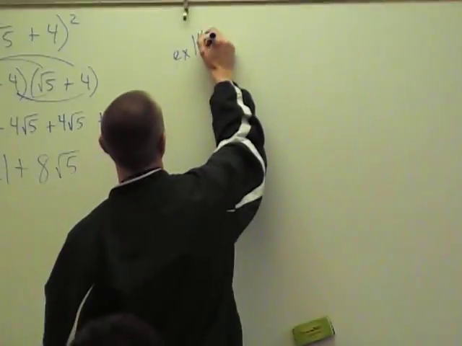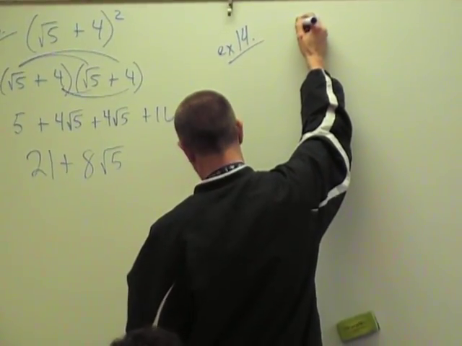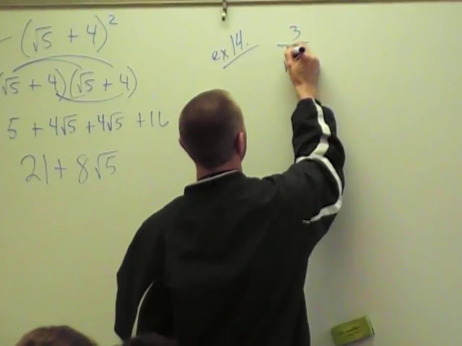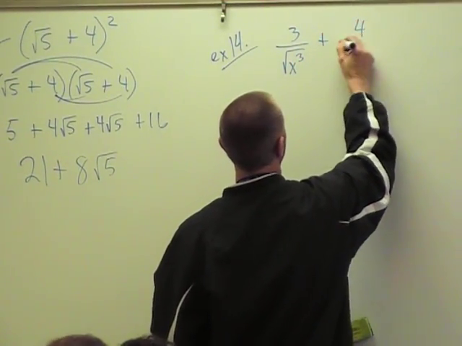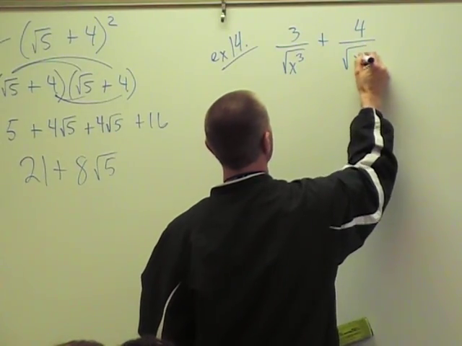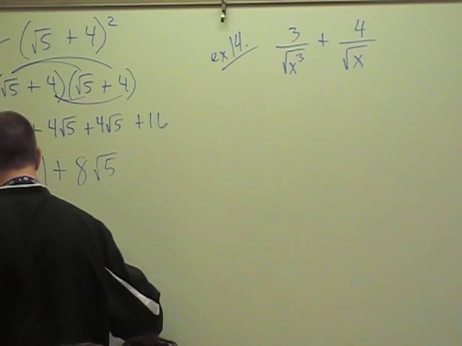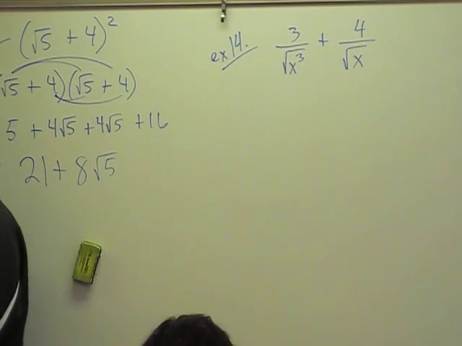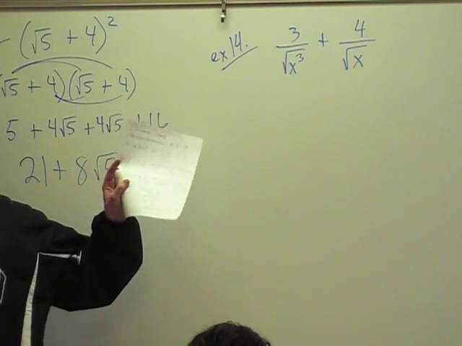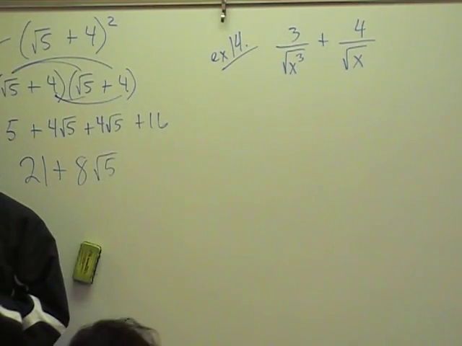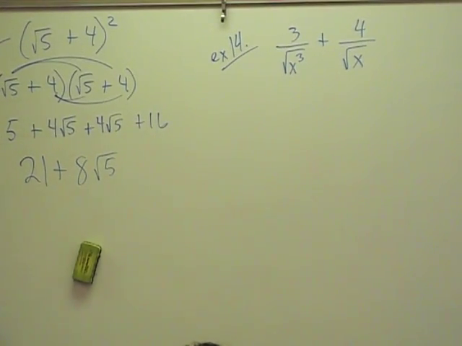Example 14. 3 over the square root of x cubed plus 4 over the square root of x. Two separate problems. You do 2 separate problems in one.